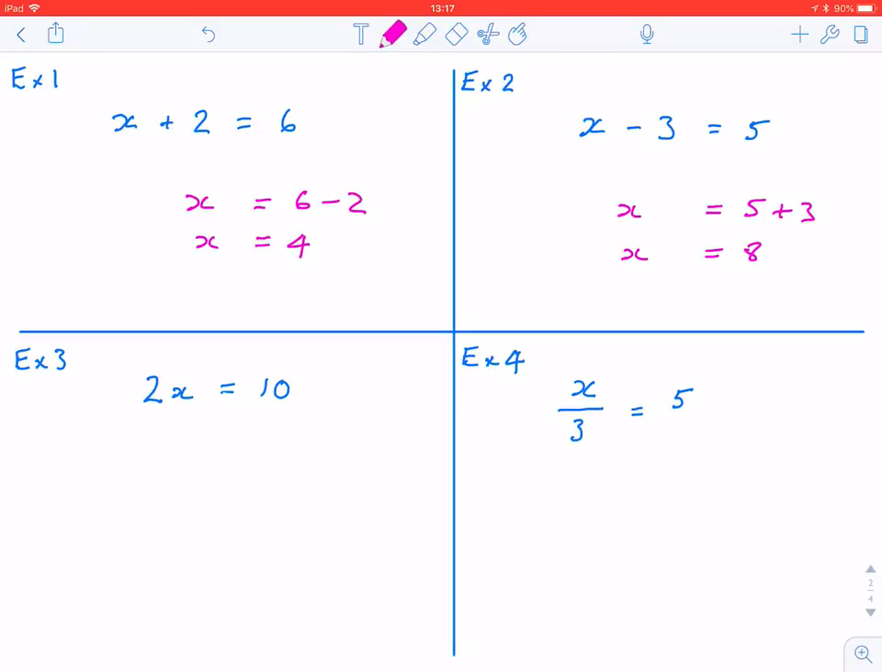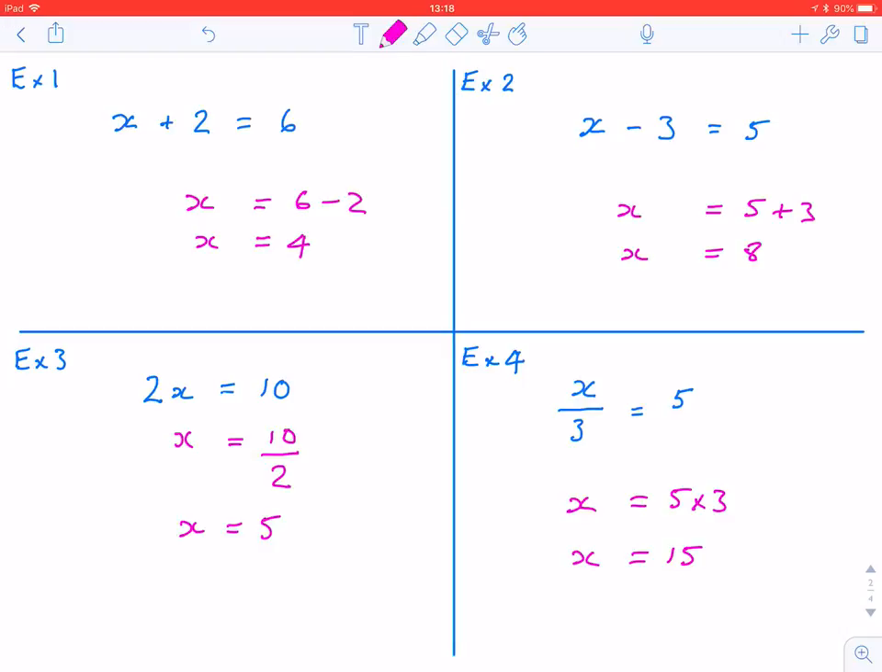Example 3. 2x is equal to 10. So x is equal to 10 divided by the number of x's I have, 2. So x equals 10 divided by 2, which is 5. Example 4. x divided by 3 equals 5. Well, if x has been divided by 3, I'll need to multiply by 3 to get the full x. So x is 5 times 3, which is 15. So if we've got x over a number, to get x on its own, we multiply through by that number.